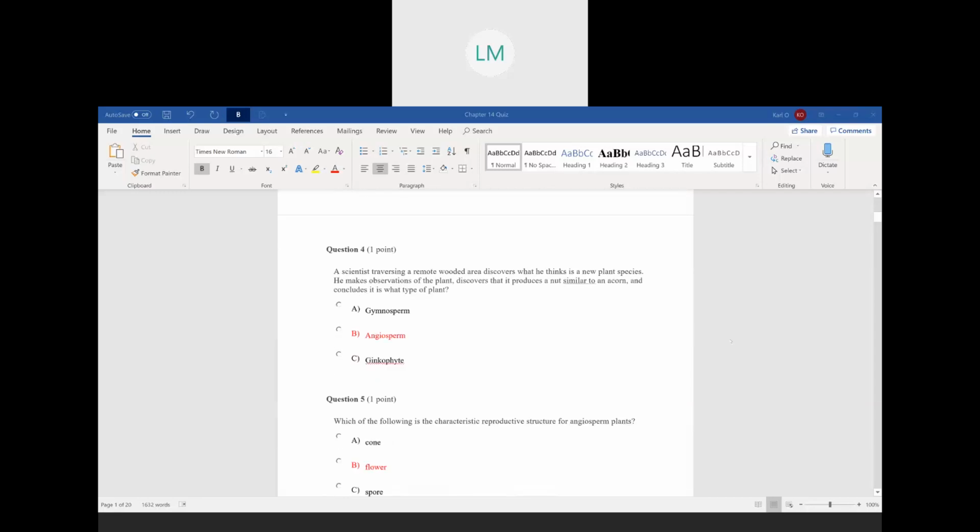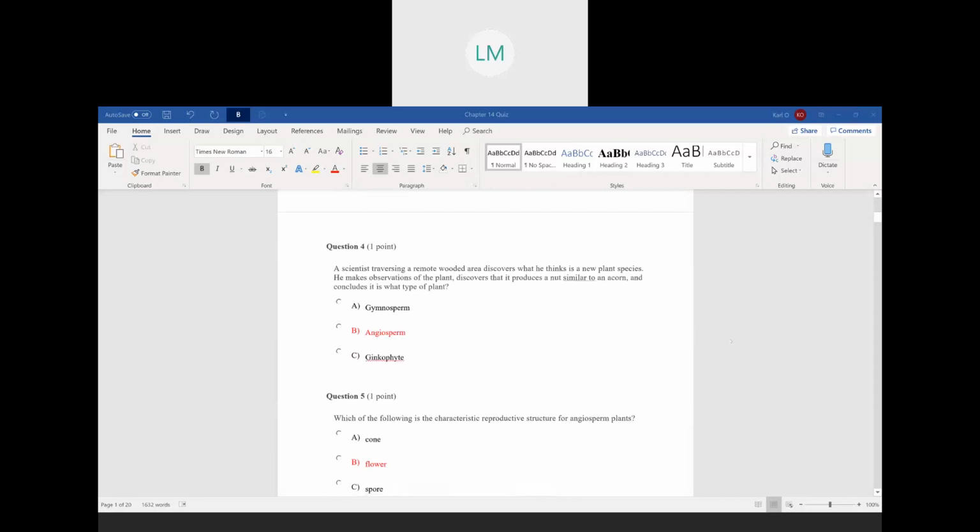Question number 4. A scientist traversing a remote wooded area discovers what he thinks is a new plant species. He makes observations of the plant and discovers that it produces a nut similar to an acorn and concludes it is what type of plant? That would be an angiosperm because it has that fruit structure. Anytime there is a nut or a fruit, that ovule, that ovary that develops into that covering around the seed is going to be an angiosperm.